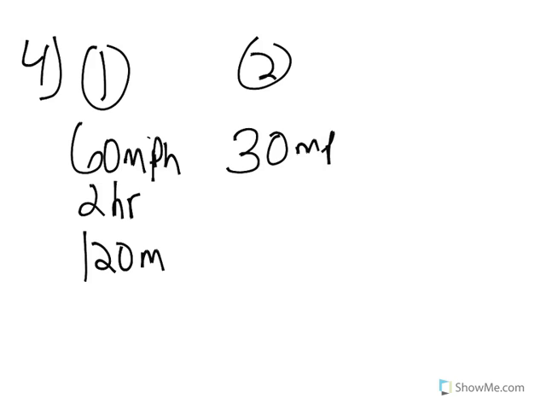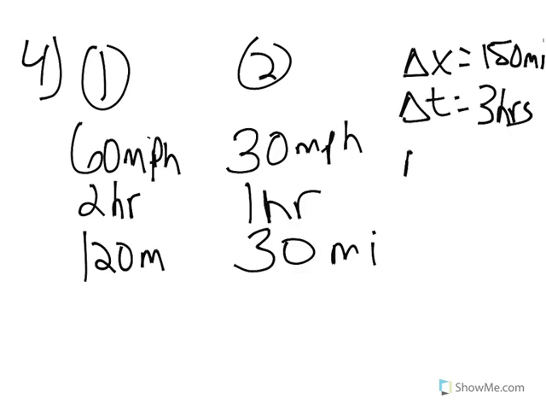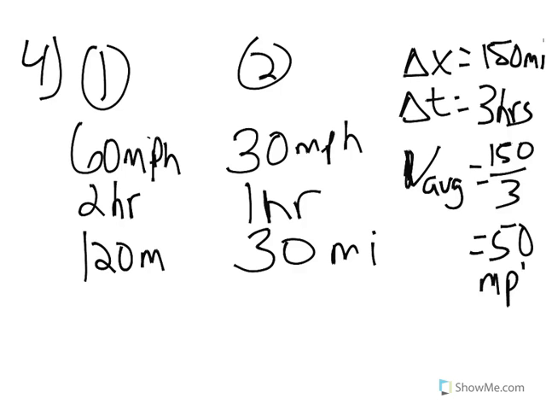What about number four? A car travels 60 miles per hour for 2 hours. So on the first leg, he went 60 miles per hour for 2 hours, so he went a distance of 120 miles. For the second leg, he went 30 miles per hour for a time of 1 hour. So that's 30 miles. At this point, you need to figure out what your delta x is, which would be 150 miles, and what your delta t is, which would be 3 hours. So your average velocity should be 150 over 3, or 50 miles per hour.